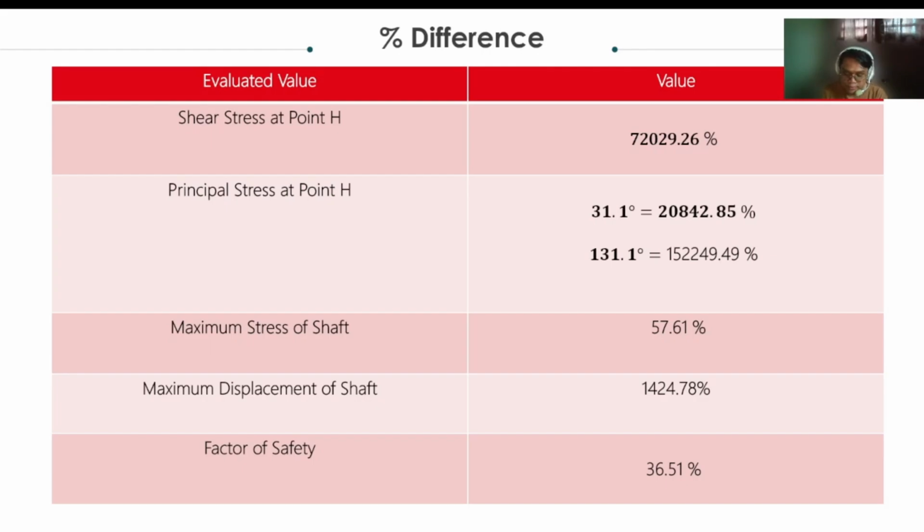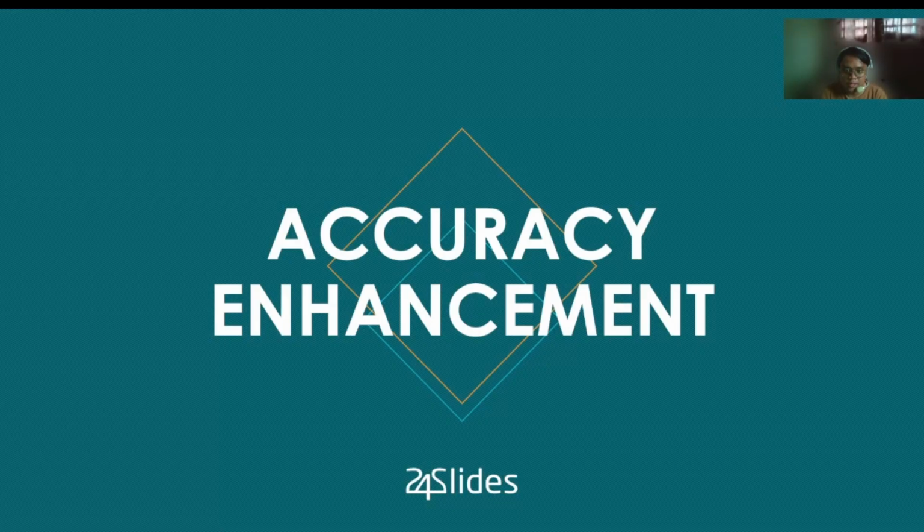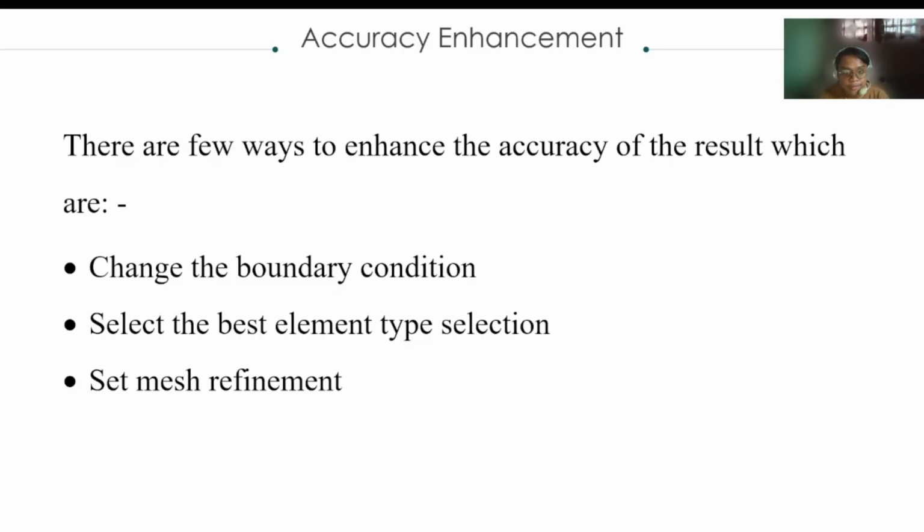And the percentage difference for the factor of safety is 36.51. So, how can we reduce the percentage difference and increase the accuracy of the experimental value? So there are few ways to enhance the accuracy of the result, which are change the boundary condition, select the best element type selection, and also set the mesh refinement.